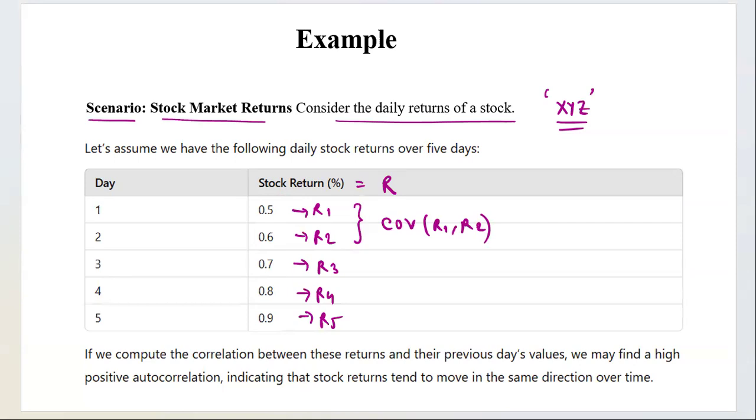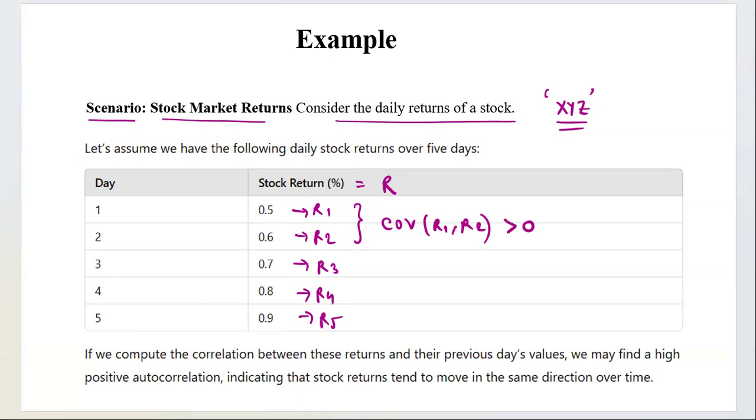Now, can you pause the video and guess what will be this value? Covariance of R1 and R2. Here, I am not talking about any specific value, but what will be the sign? Will it be positive or will it be negative? You can pause the video and think for yourself. And what you will see is that this value will be strictly greater than 0.